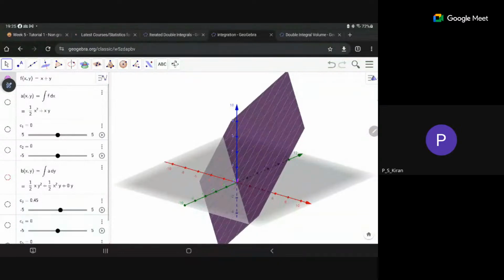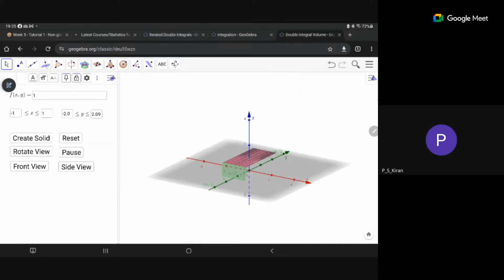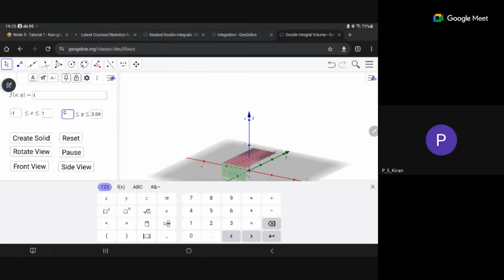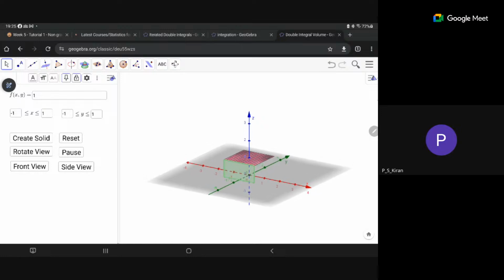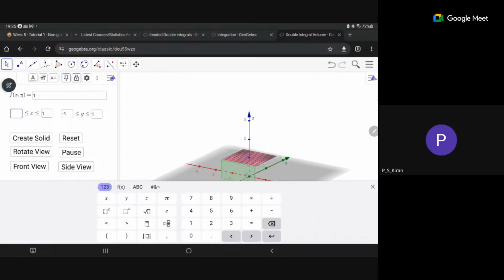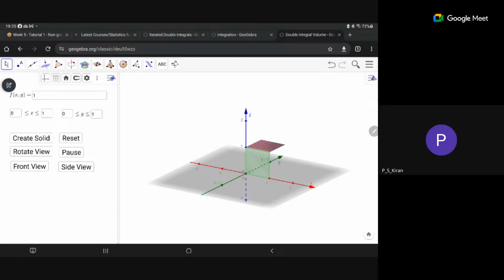So you can see any point you take. So any pair of x, y you take, for different points, you're going to get different height for f of x, y, right? Like for example, let's see. This also I can change. Okay, see.